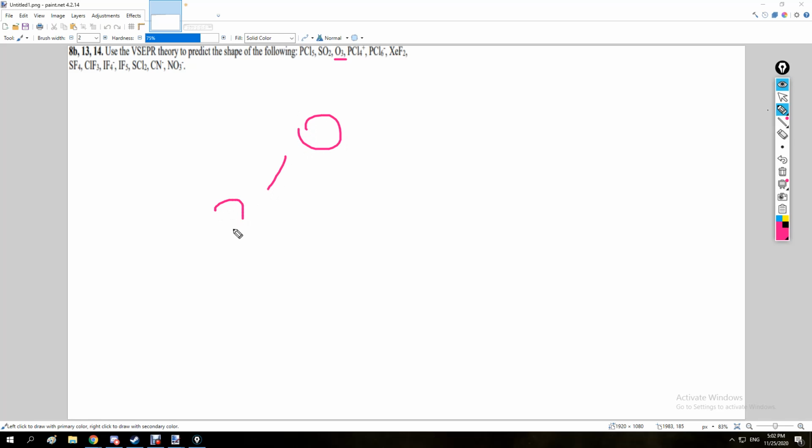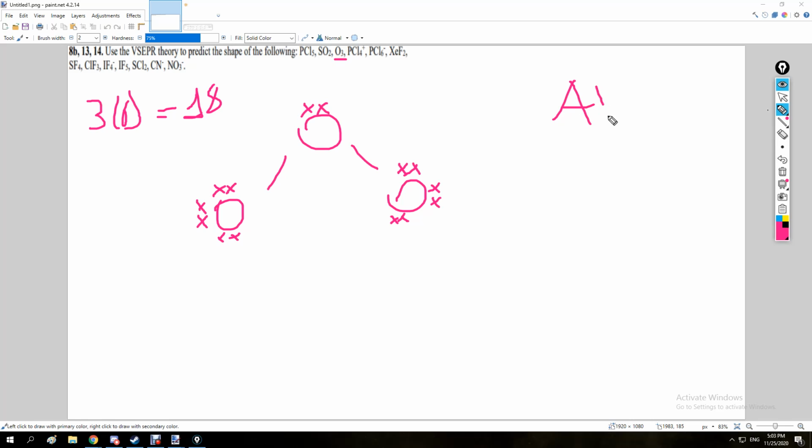So we draw the oxygen with the two other oxygens as the outer atoms, and we start filling the octet. Remember that we have a total of 3 times 6, because 3 O's, of 18 valence electrons, filling the octet of the outer atoms here. This is 2, 4, 6, 8, 10, 12, 14, 16. So we have 2 electrons left over, which we will put on the central atom. This is AX2E, which is V-shaped, if you refer to the shape rules.